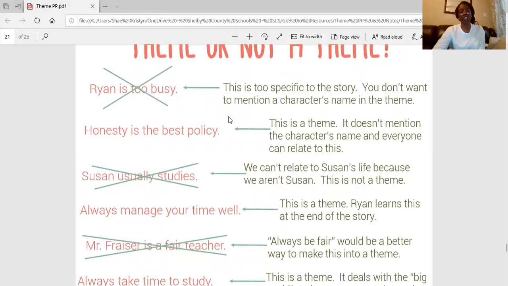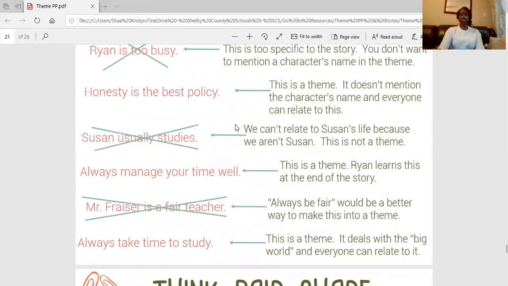Mr. Fraser is a fair teacher. Once again, Mr. Fraser is a fair teacher, but that's not the theme that we learn. If we were to learn something from Mr. Fraser, it would be always be fair. And so what Mr. Fraser was doing there was that he was saying, I'm going to be fair to you because you were honest. You tried to tell me what was really going on. And so I'm going to give you a chance. But once again, we only want to think about the theme when it comes to a specific character if a question asks us that. But most of the time we want to pay attention to the main character when we think about our themes.